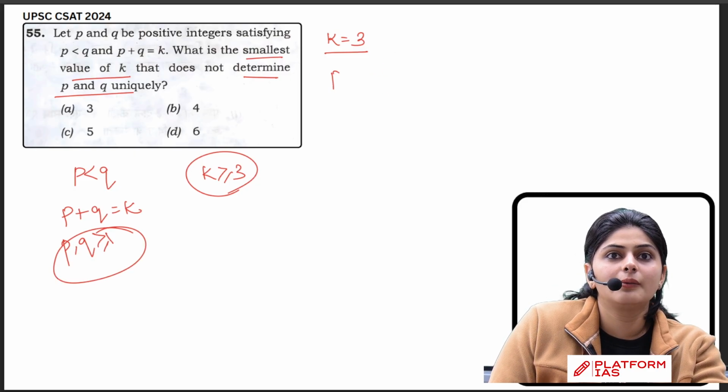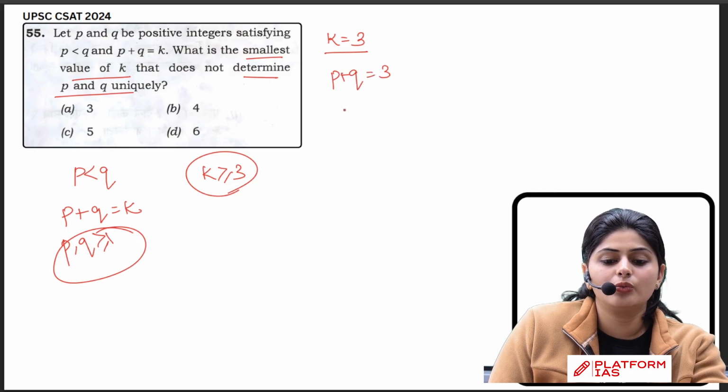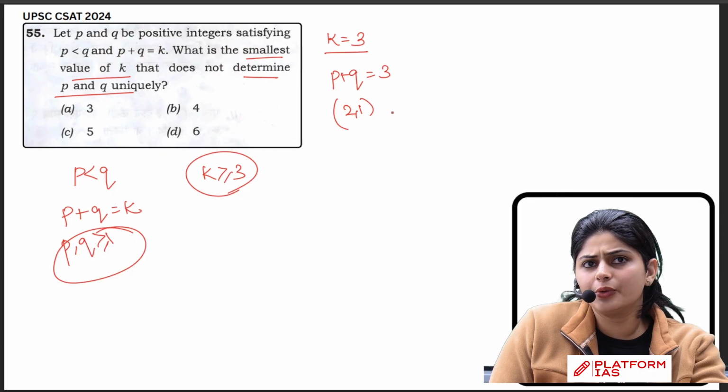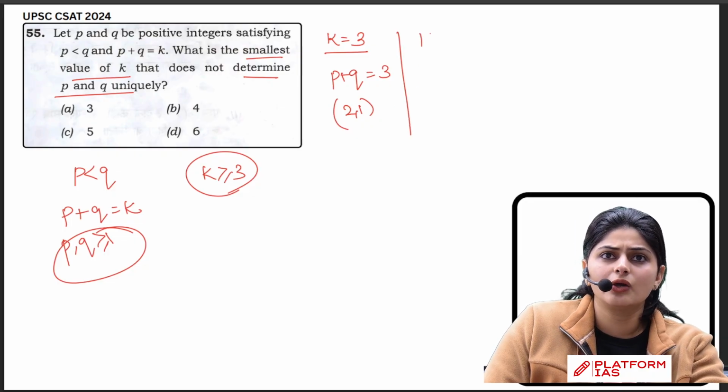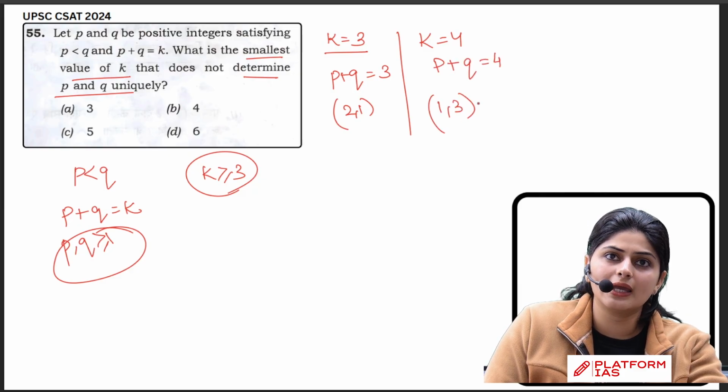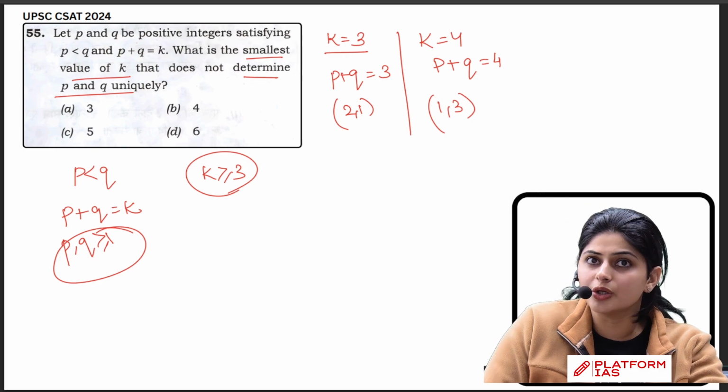Now here P plus Q is 3. That means P and Q will be 2 and 1, or 1 and 2. So we can find out P and Q uniquely. Now if K is 4, P plus Q is 4. So it will be 1 and 3. Again, P and Q can be found out uniquely.